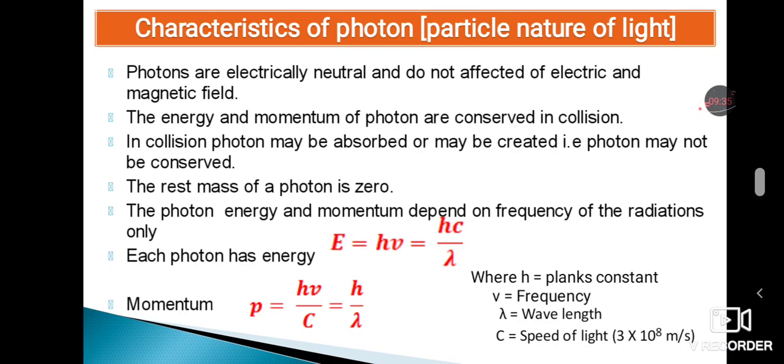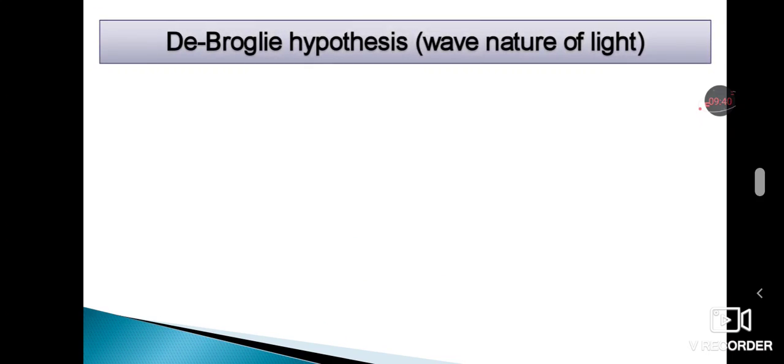Already we know it is 3 into 10 to the power of 8 meter per second. So next we will discuss now the de Broglie hypothesis. Here it is the wave nature of light. Already we have discussed regarding the particle nature of light. So according to de Broglie, what is the wave nature of light, that we will discuss.